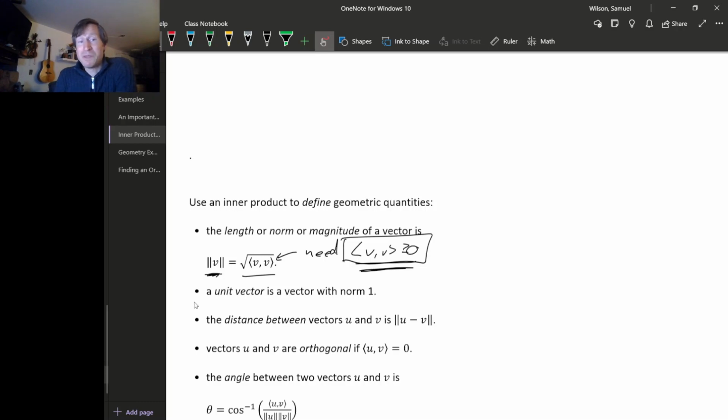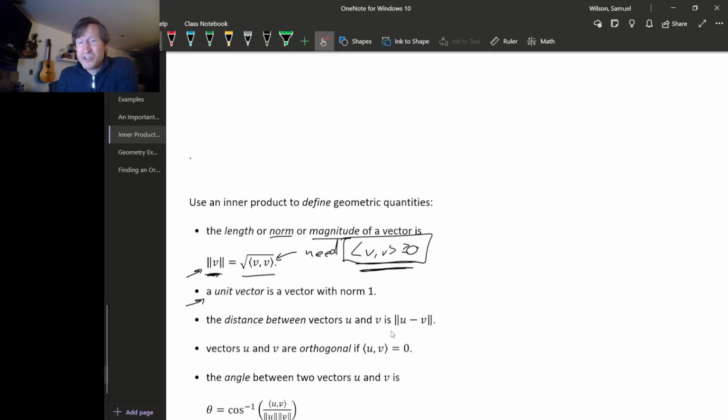We can define what we mean by a unit vector. Now that we've defined length, or often in abstract vector spaces, instead of length, we speak of norm or magnitude of a vector. But now that we have a definition for the norm of a vector, we know what we mean by a unit vector. A unit vector is just a vector that has norm 1.